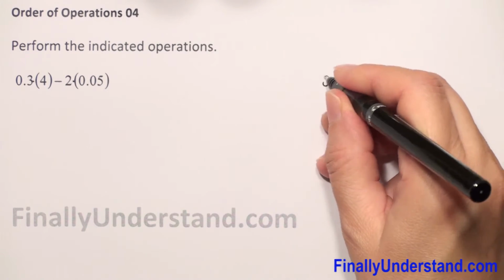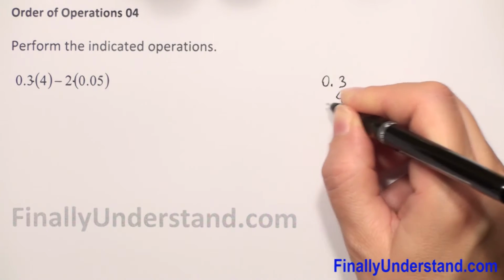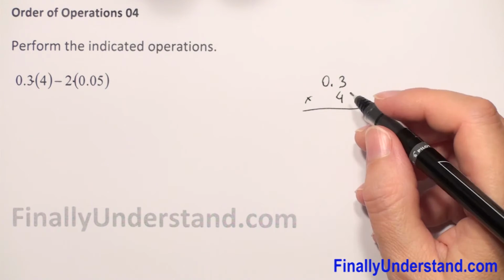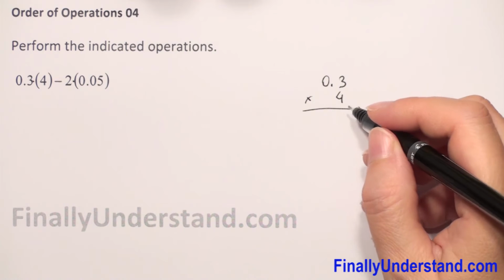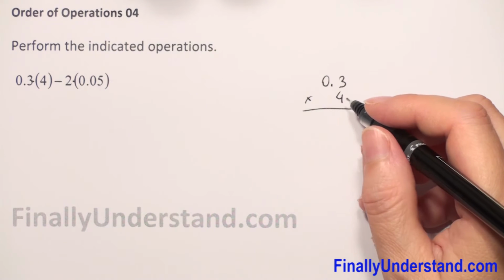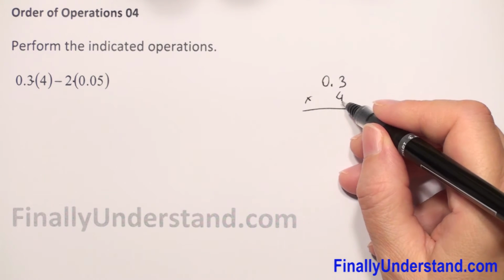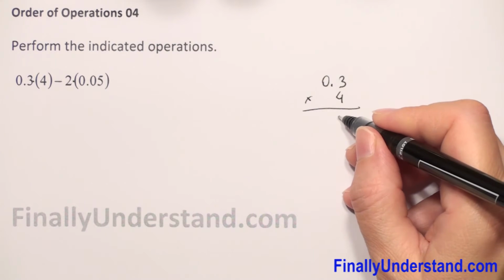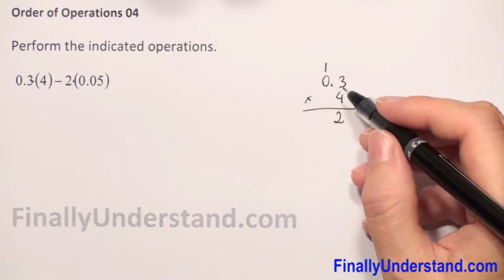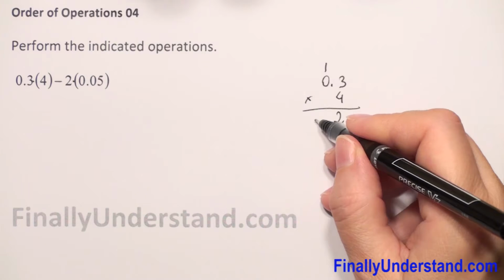So we have 0.3 times 4, and how do we multiply decimal numbers? Like whole numbers. And at the end we have to count decimal places. So we have 4 times 3 is 12. So we have 2, and 1 we add to the next column. 4 times 0 is 0 plus 1 is 1.